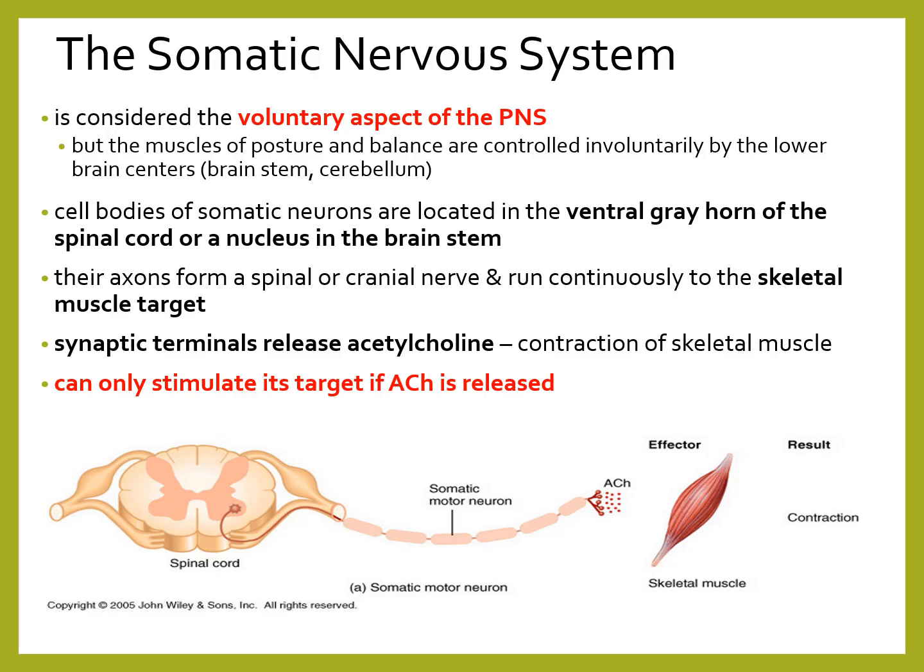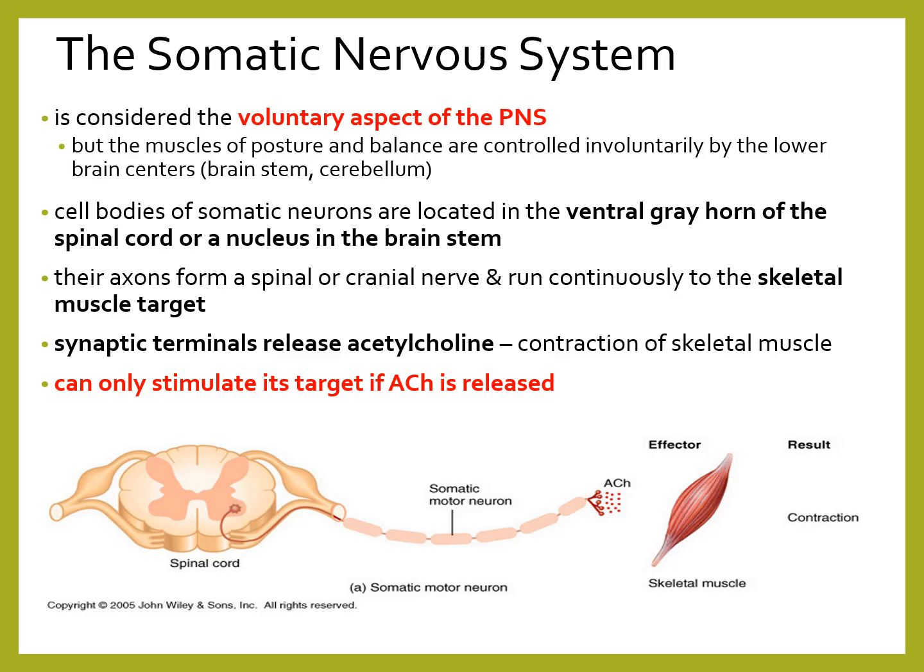The rest of this lecture is going to concentrate on the efferent portion of our somatic nervous system. And by that, I mean the motor commands that are going to be traveling to our skeletal muscles. The somatic nervous system is considered to be the voluntary part of the peripheral nervous system. It sends voluntary motor commands to our skeletal muscles, but I will qualify that by saying the muscles of posture and balance are controlled sort of involuntarily by the lower brain centers of our brainstem and cerebellum. There's still motor commands going off to our skeletal muscles, but we are not consciously aware of them.